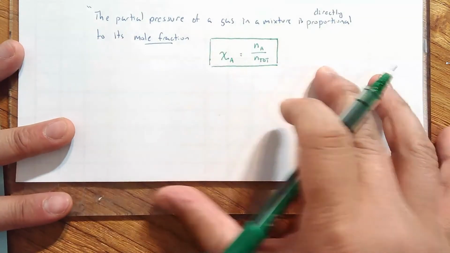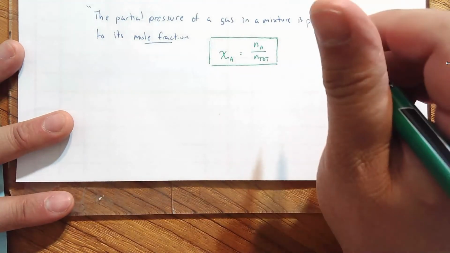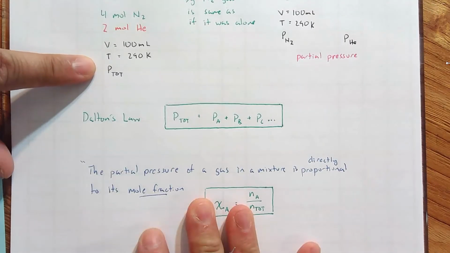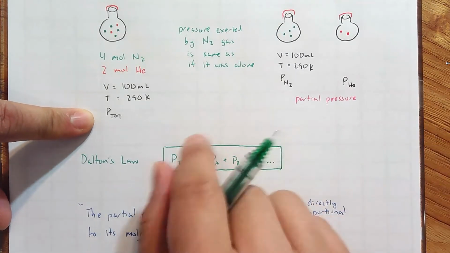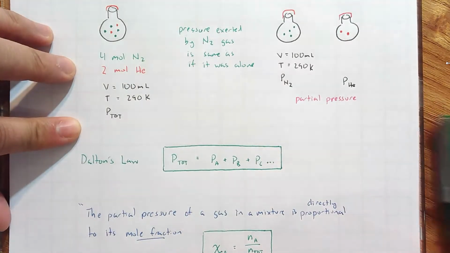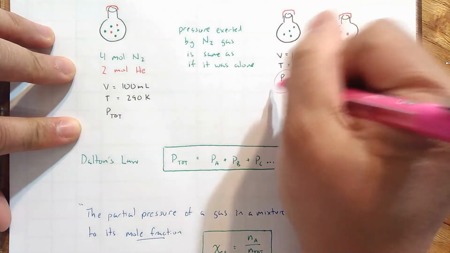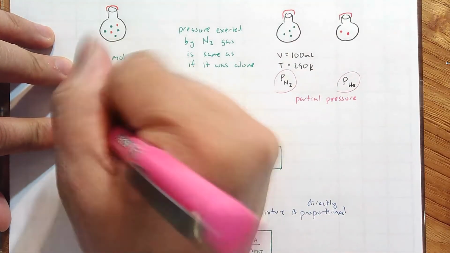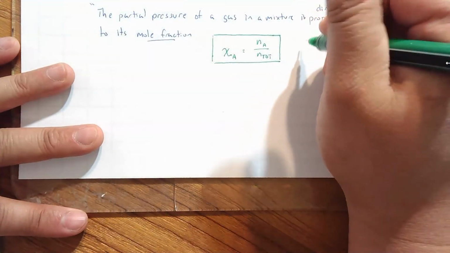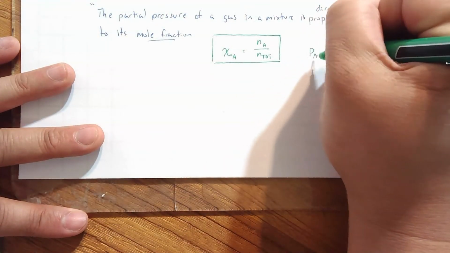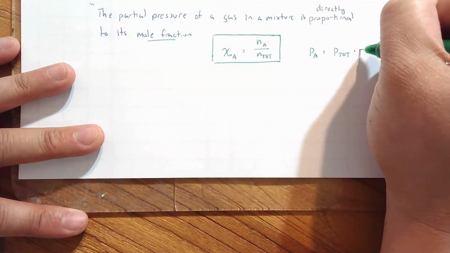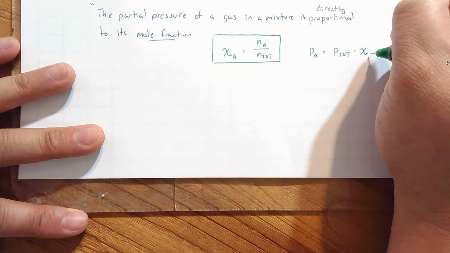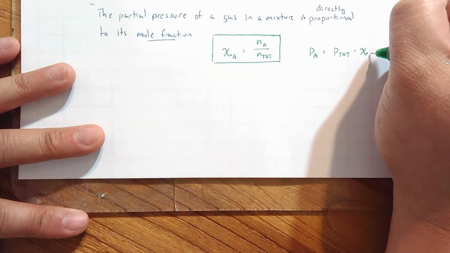But what can we use with this mole fraction? Well, if you're able to measure the total pressure here, and you know the mole fraction, then you could get the partial pressures of the component gases. And that equation is quite simply the partial pressure of A equals the total pressure times the mole fraction of A.